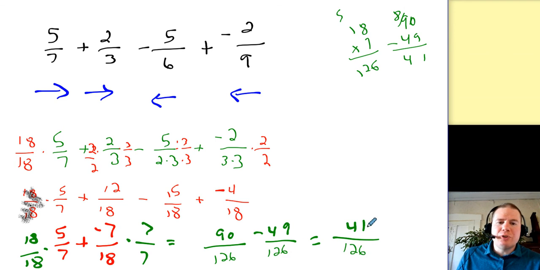Now, can I reduce this? Well, think of it. What are the factors of 126? 7 and 3 and 3 and 2, right? 7 times 3 and 3 and 2. Does 3 go into 41? No. 4 plus 1 is 5. 3 doesn't go into 5. Does 2 go into 41? No. It ends with a 1. It's an odd number. Does 7 go into 41? No, it's 1 less than 42, which is 6 times 7. So I'm done. That's my answer.